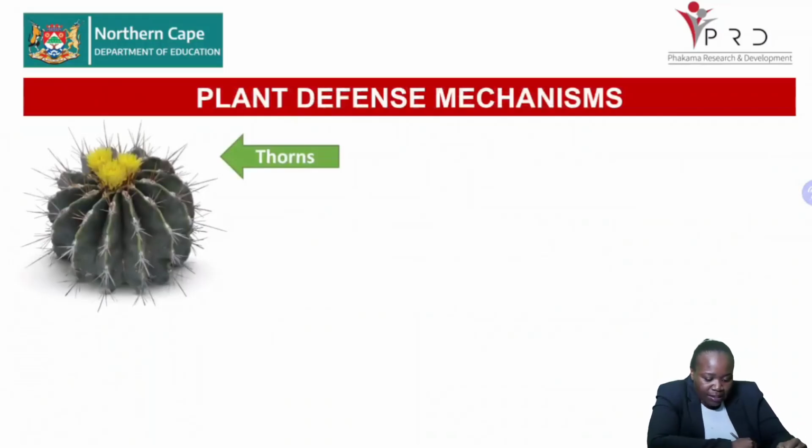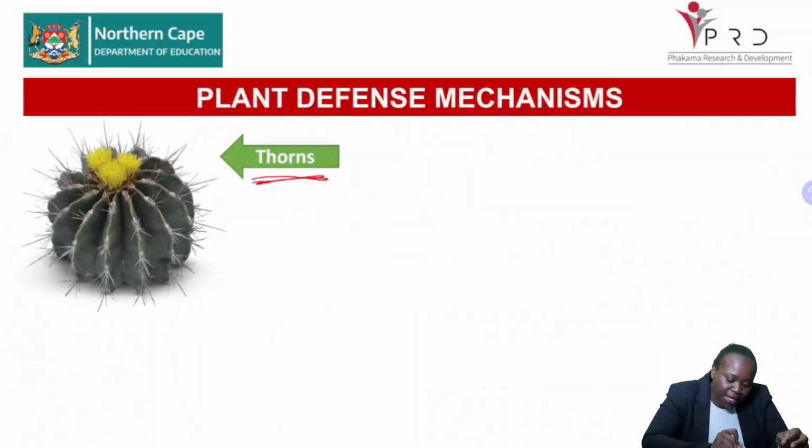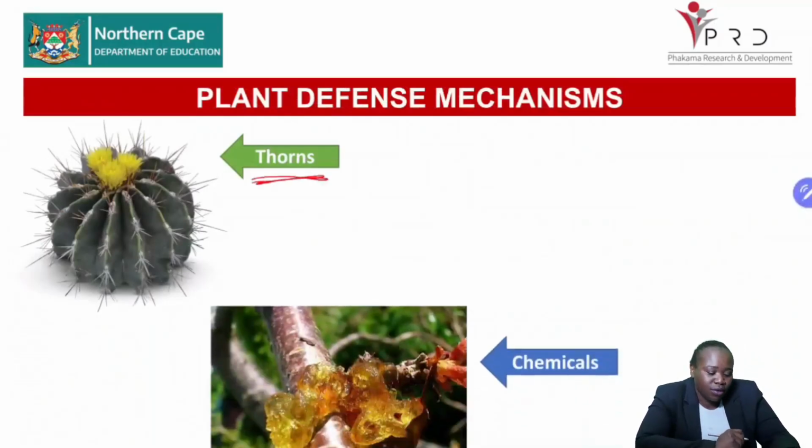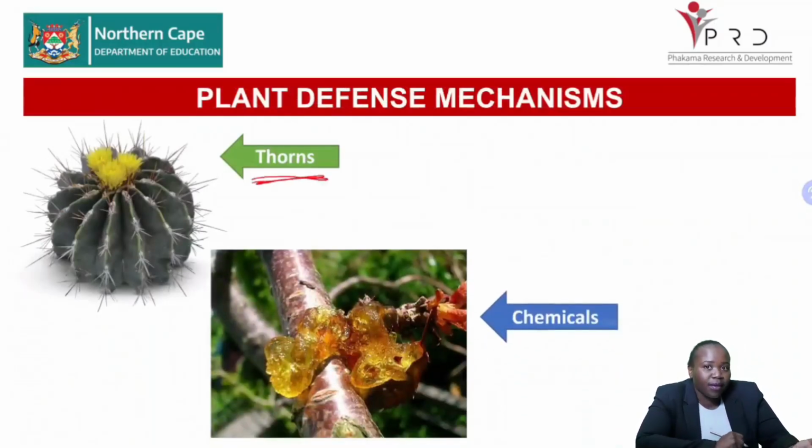Here we have the plant's defense mechanisms. Plants use thorns. These cactus plants would be rarely eaten by herbivores because it has these thorns that can be harmful to the animals. Therefore, they tend to avoid feeding on these. Therefore, we say that they use these thorns as a method to protect themselves from animals.